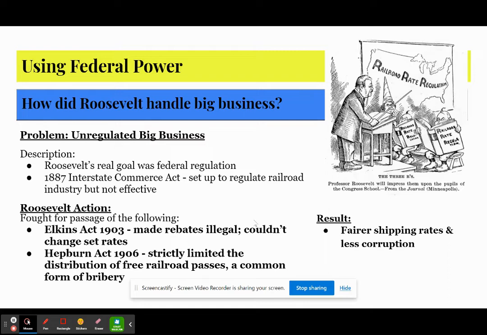And then the Hepburn Act of 1906 strictly limited the distribution of free railroad passes, which was a common form of bribery. So in helping to pass these acts, which strengthened the Interstate Commerce Act, it resulted in fairer shipping rates and less corruption, because industry needed railroads. They needed trains in order to move their product. So these were corrupt because they weren't regulated, and Roosevelt stepped in to help regulate this.